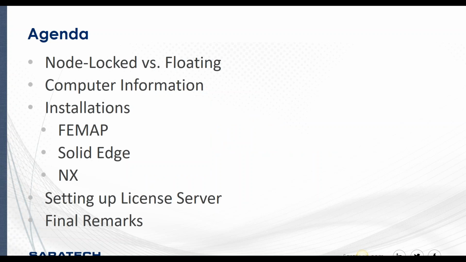So the stuff that we're going to go over today: we're going to go over the differences between node-locked versus floating, and then how you can get those licenses. Then the computer information you'll need to install and get those licenses. And then after you have your license, how you are going to install FEMAP, Solid Edge, and NX for their respective node-locked or floating licenses.